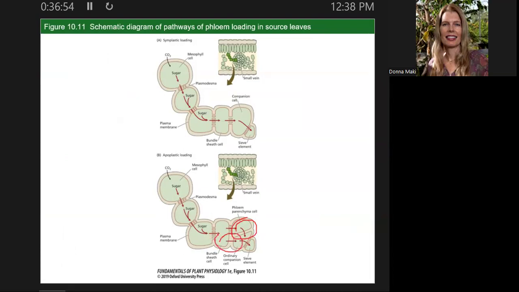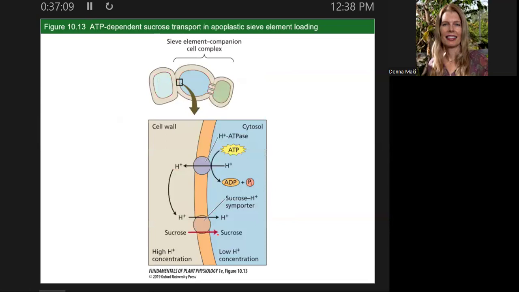So where's crossing a cell wall and then crossing a cell membrane to get loaded into the companion cell? That's where we have to expend energy to get that to happen. So that is this idea here. So here you're looking at if sugars are in the cell wall space, they have to cross the cell membrane to get in at some point and get loaded finally to the vein.